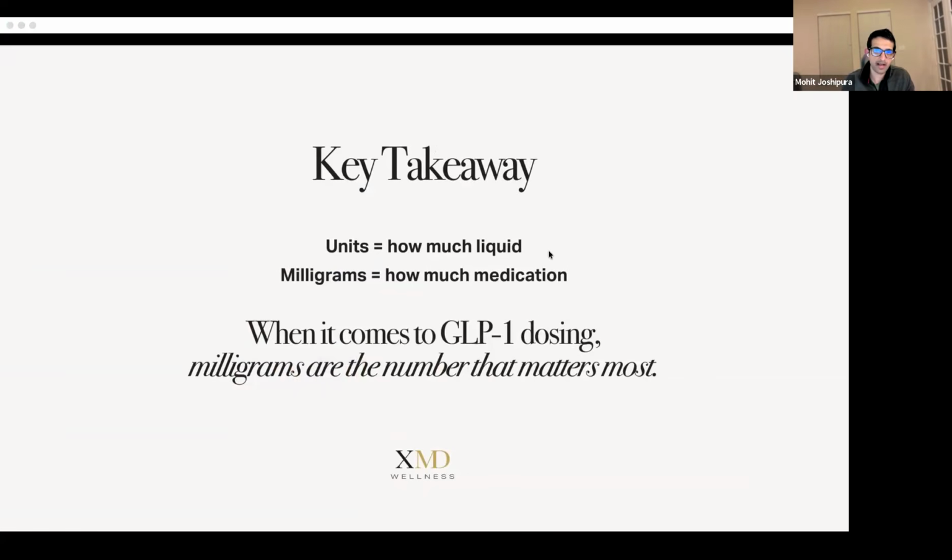And so the key takeaway here, again, units is the lines on the measuring cup, how much liquid. Milligrams is the actual amount of medication you are injecting. So when it comes to GLP-1 dosing, if you're trying to figure out the dose itself, milligrams are the number that matters most. If you're focusing on how much you need to inject, you need to know the units or the milliliters.